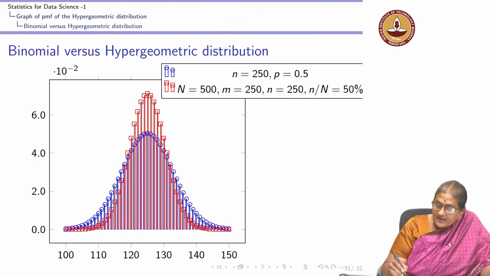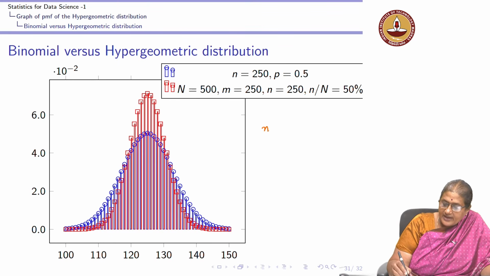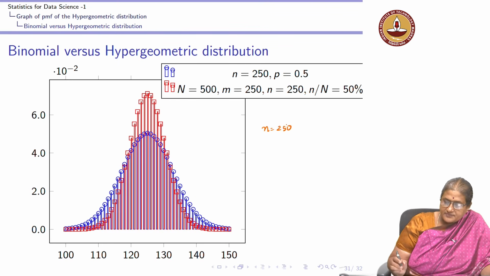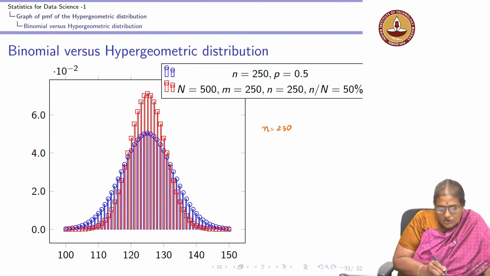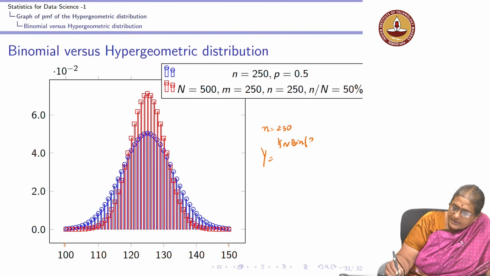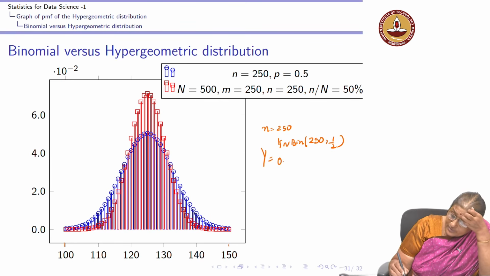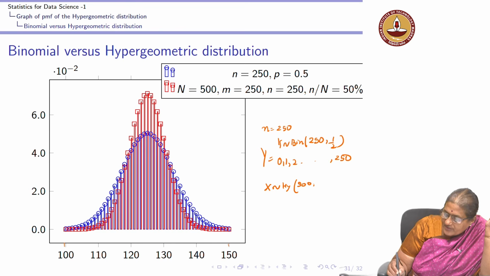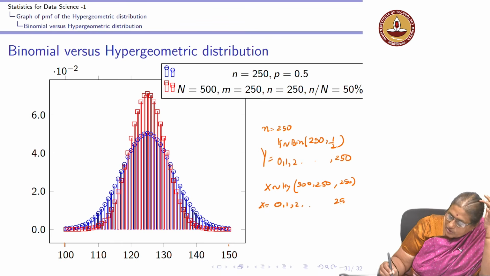Now, I again increase this, my n equal to 250 here. I am just drawing the range from 100 to 150, but actually my Y, which is a binomial with parameters 250 and half, would take the values 0, 1, 2 up to 250. X is a hypergeometric with parameters 500, 250 and 250. So, again my X will also take the values 0, 1, 2 to 250.